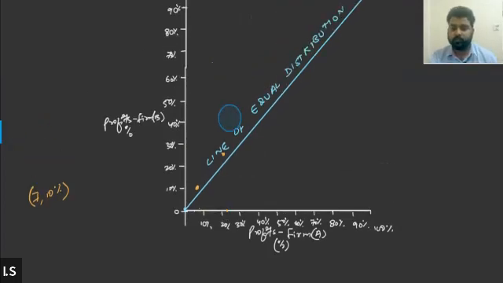Let's just do one thing. Let's write down this line of equal distribution below the line.